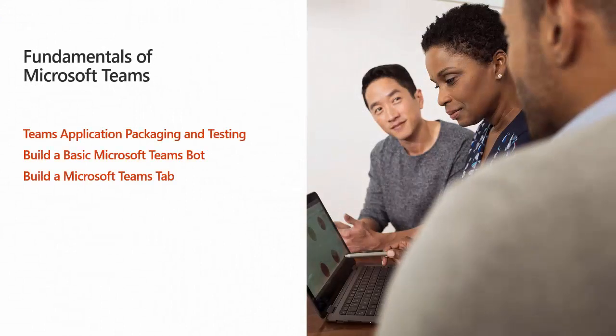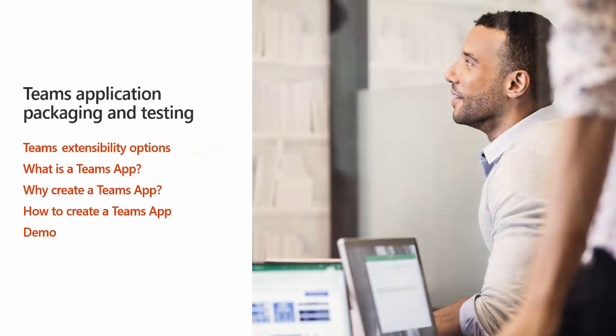This module has three sections: Teams Application, Packaging, and Testing, Build a Basic Microsoft Teams Bot, and Build a Microsoft Teams tab. In the first section, Teams Application, Packaging, and Testing, we will cover what a Teams application means, what the extensibility options are that they contain, and we'll follow up with a demo on how to create one.